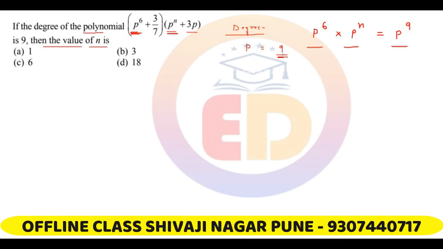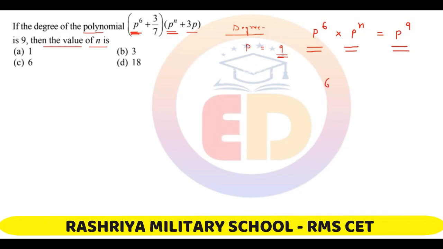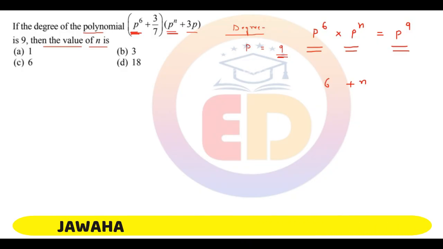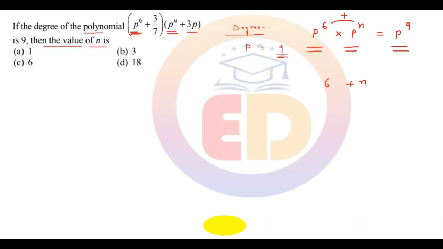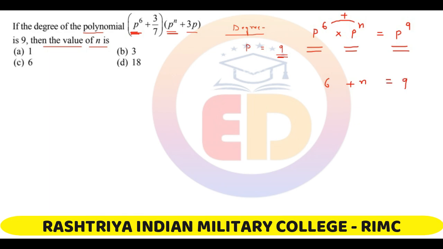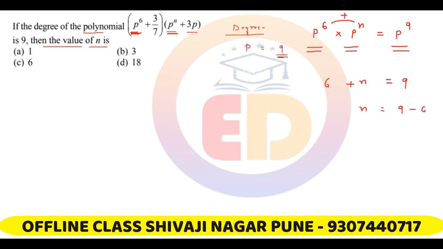Now when the bases are the same, the powers are also the same. So 6 plus n: the base is the same, the operation is multiply, so the powers are added. So remember, 6 plus n is equal to 9. So the value of n will be 9 minus 6, which is 3.